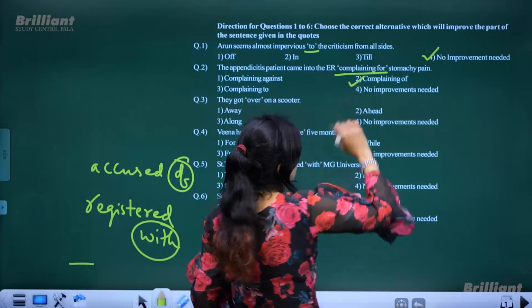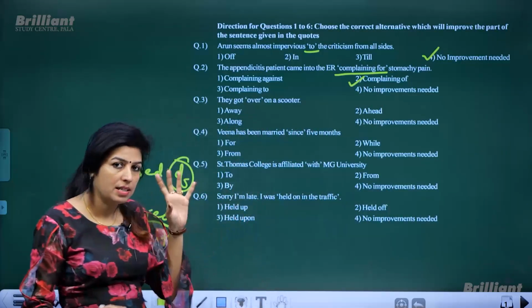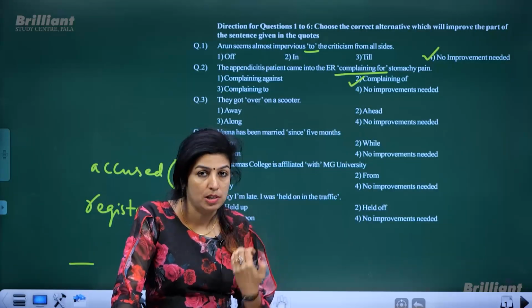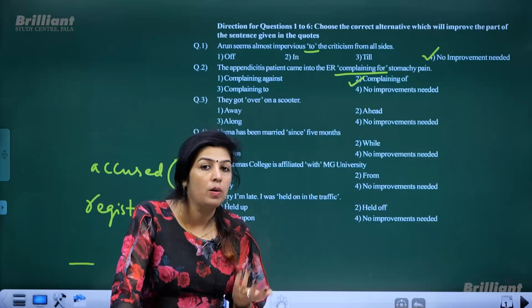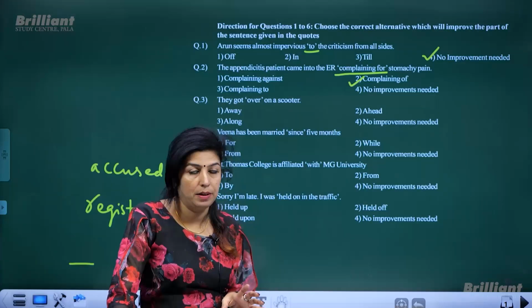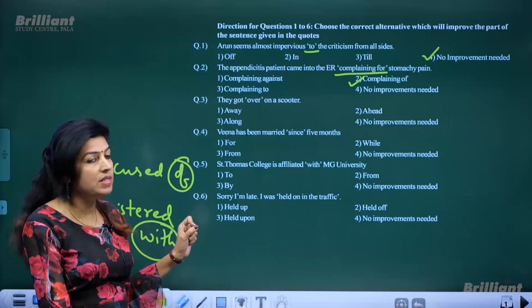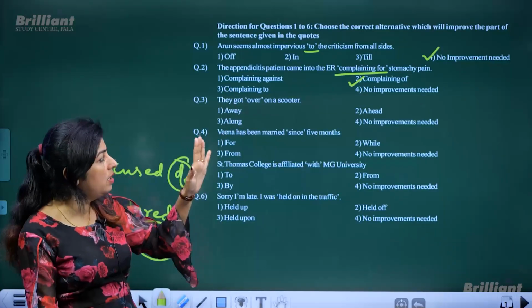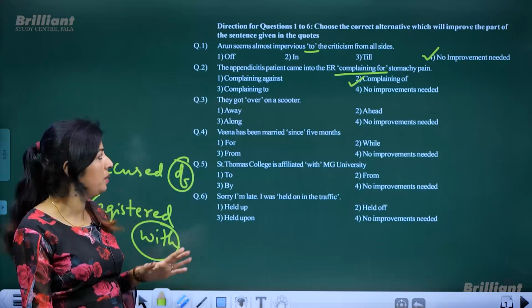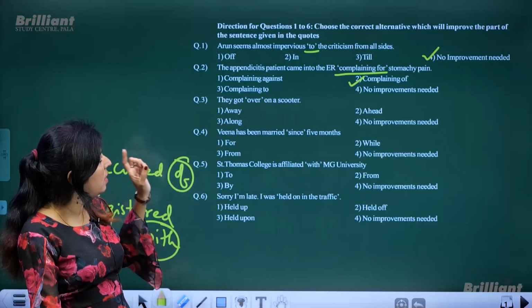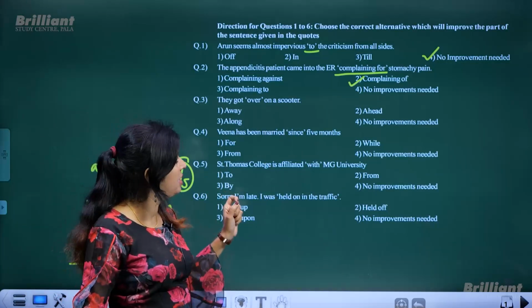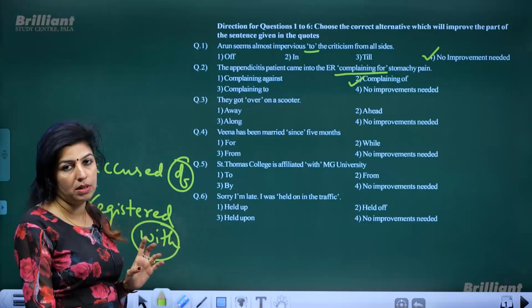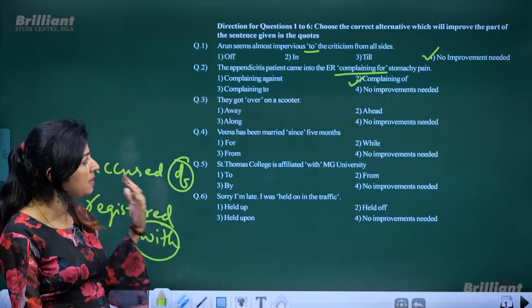So complaining of, that means complaining about. This is the correct option. That means he wants to disclose his problem. He's talking about his problem of stomach pain. So complaining of is the correct option, not complaining for or any other option. Let me repeat the sentence: the appendicitis patient came into the ER complaining of stomach pain. Complaining of means complaining about.